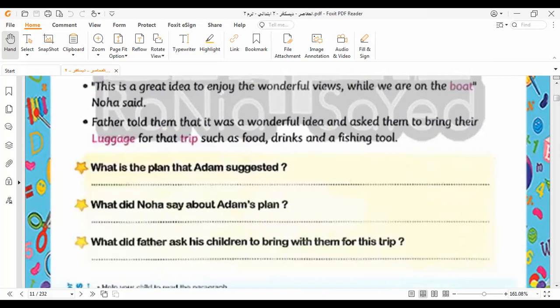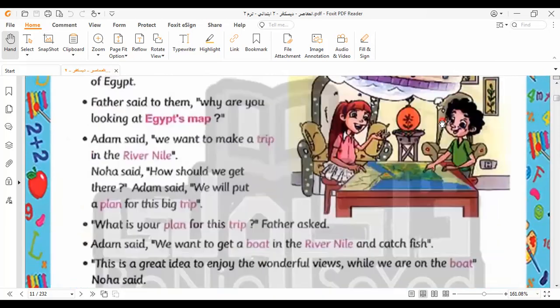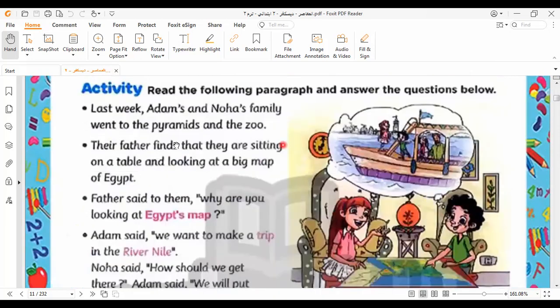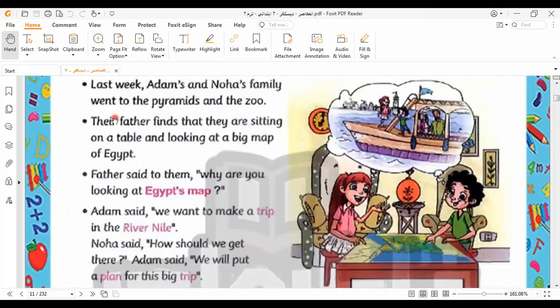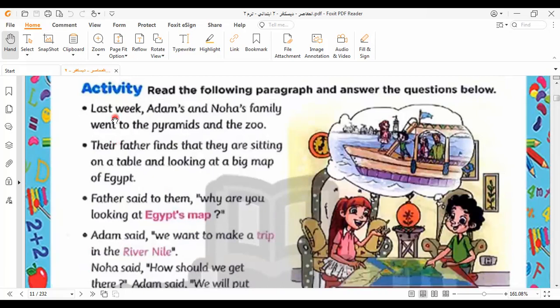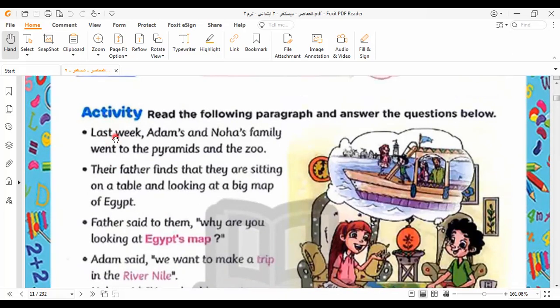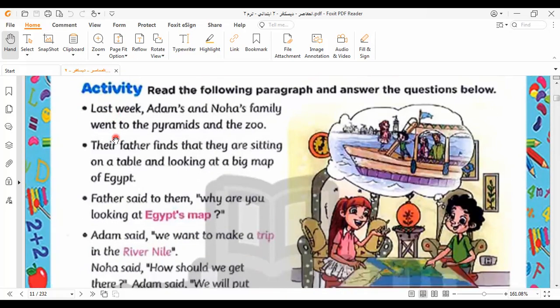I will read the text again to answer the questions. Listen clearly with me, and pay attention when I read it again to answer the questions.